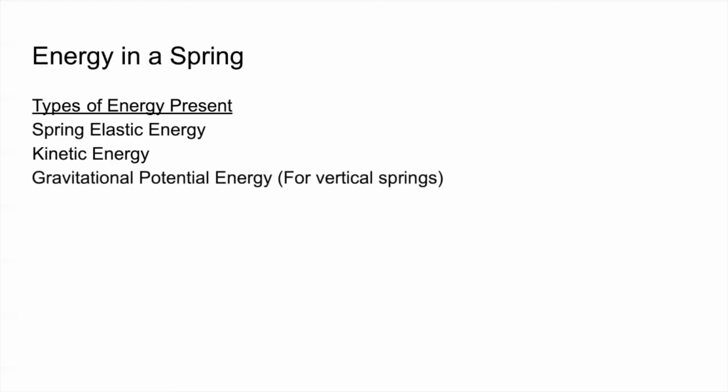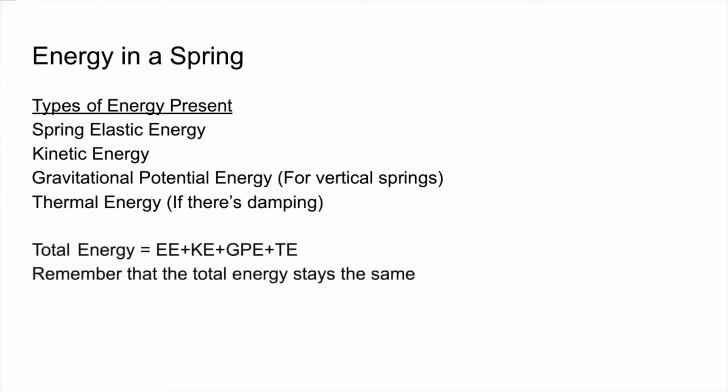Now we are getting into the energy in a spring. There are many types of energy present in a spring. The first is spring elastic energy. This occurs when the spring is distorted from its normal shape. There's also kinetic energy, which occurs when it's moving. Gravitational potential energy occurs for vertical springs because the object hangs above the surface of Earth. And if there's damping, then we have thermal energy. However, we're not going to have any damping in any of our practice problems. The total energy is the sum of these four energies, and remember that the total energy always stays the same.